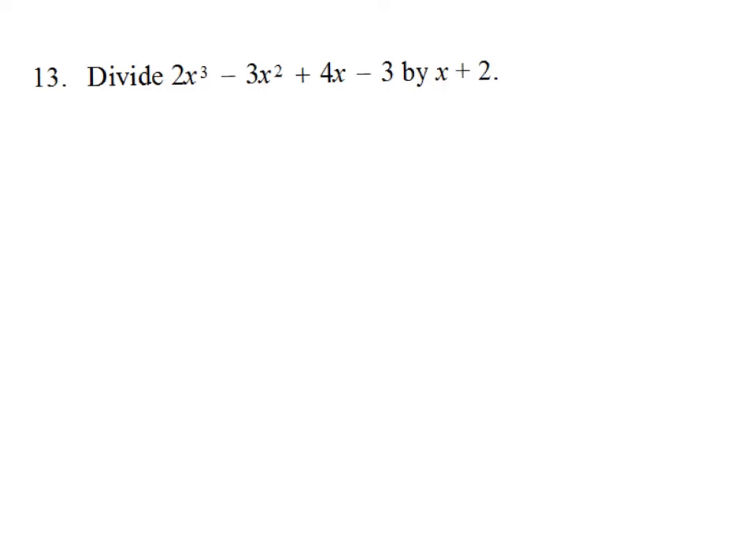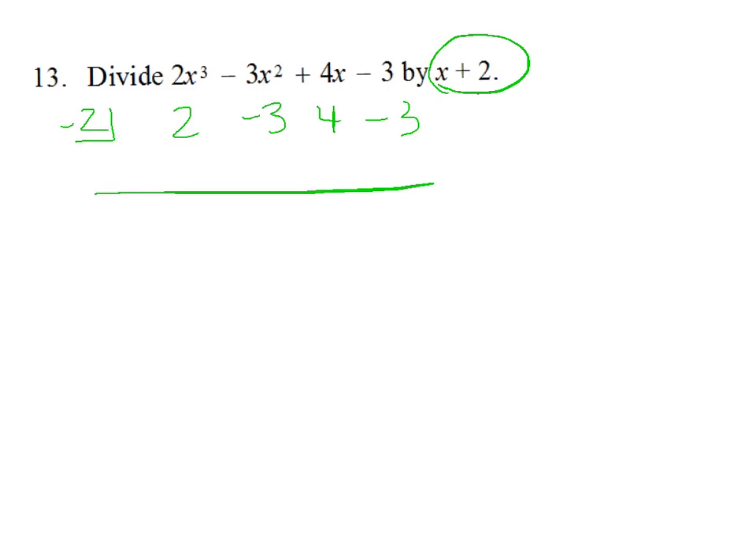Okay, so here we go. We're getting into some synthetic. We have to divide here. So I am going to set up, I'm going to use my coefficients. If I look, I did not skip any x's, so I do not need any zeros. Bring down 2, negative 3, 4, negative 3. In my box, because it is x plus 2 that I'm dividing by, I will put negative 2. And then we are going to begin.